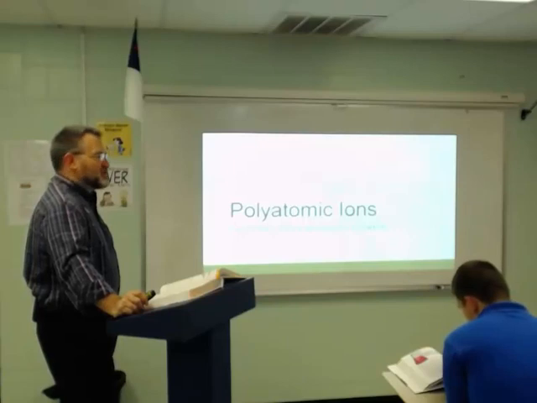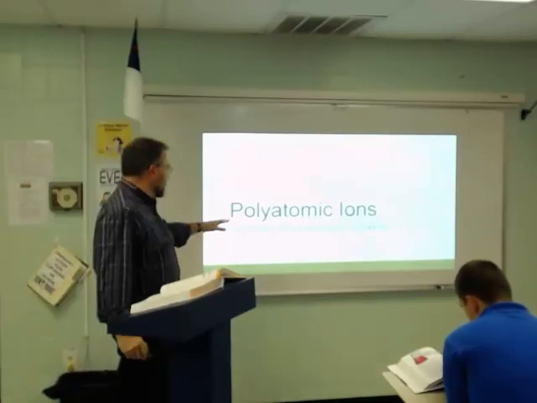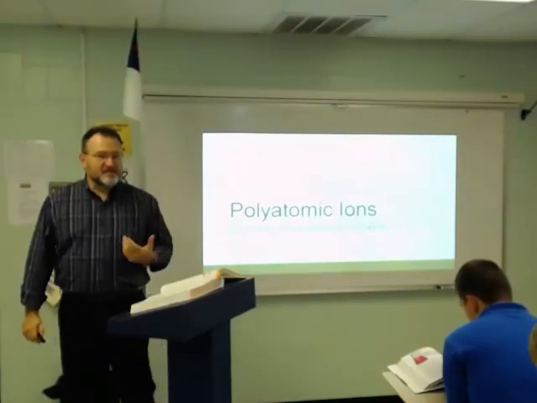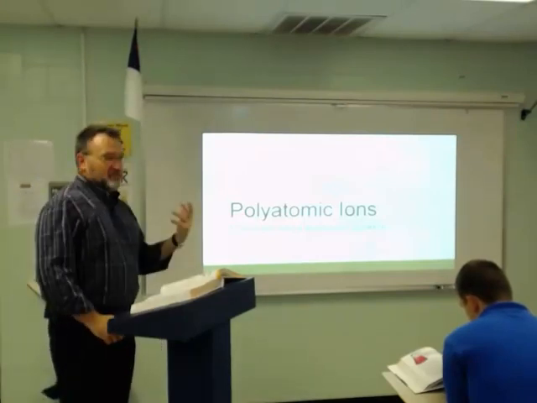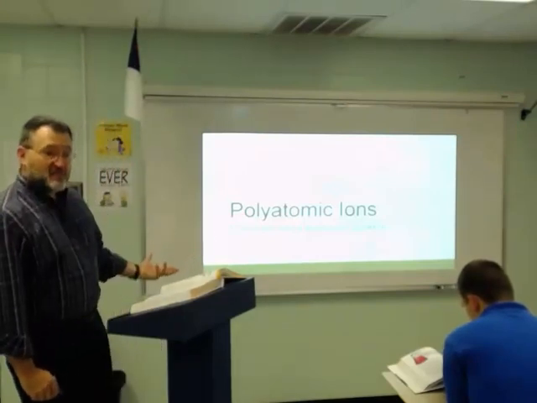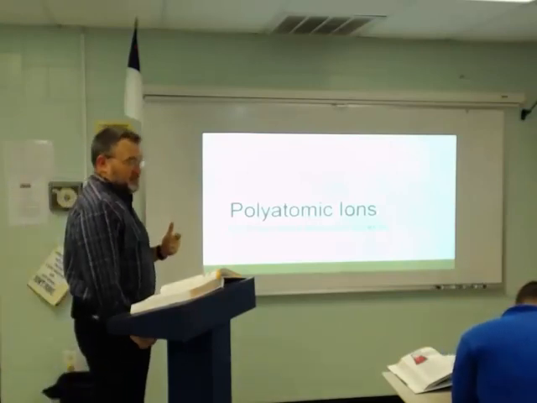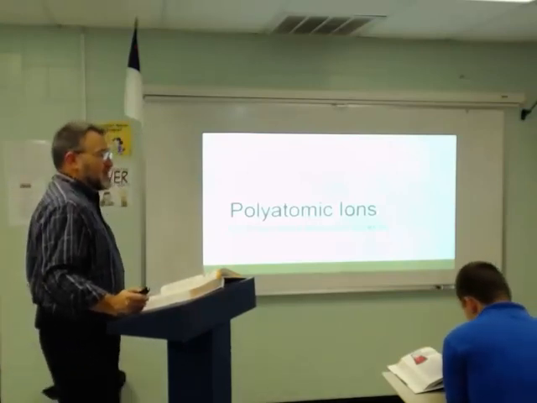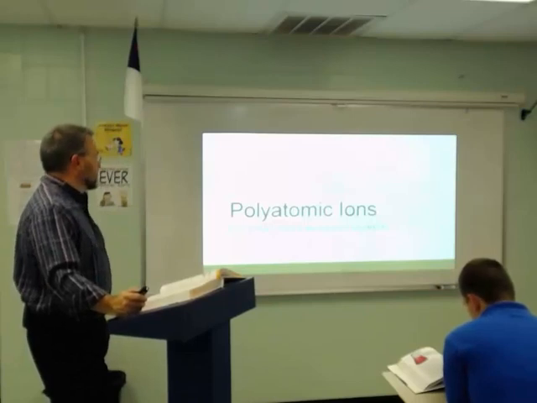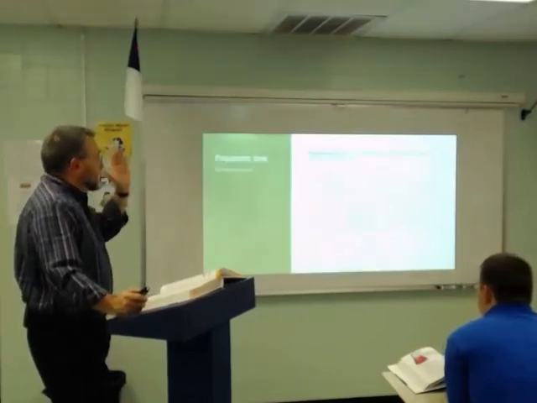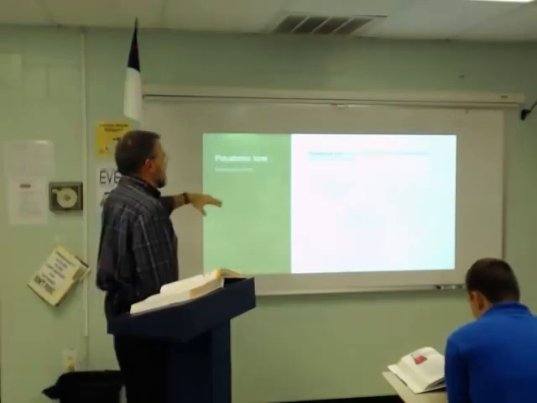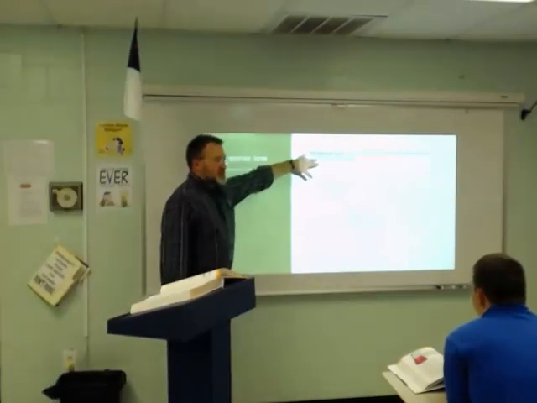And we went over this in class about this word polyatomic. What does it mean if something is polyatomic? Has multiple atoms. Multiple atoms that together make an ion. It's not one atom that makes an ion, but multiple atoms that make an ion. Polyatomic ions are ions that form when a group of atoms gains or loses an electron.